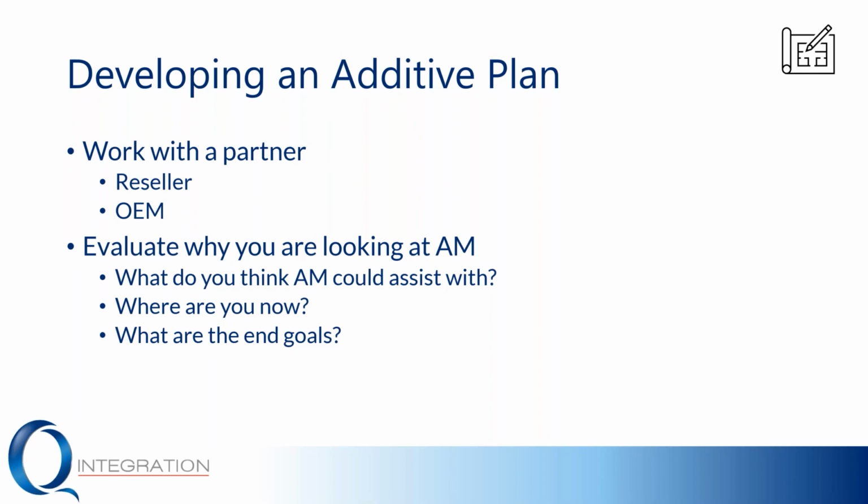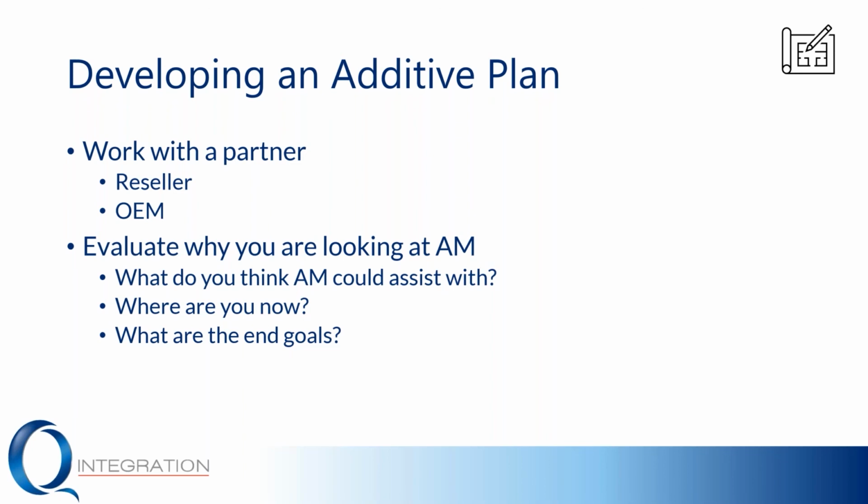Additionally, you need to evaluate why you're looking at additive after you've done this. You need to look at what you think additive could assist with, what advantages it offers that could play into your organization. You need to look at where you're at now, whether or not you have, say, 3D printers, whether you have people that know how to use them, what your starting point should be. For example, if you already have a few 3D printers, you might be able to look at a more industrial system at this point. But if your staff has never touched a 3D printer in their entire life, it's probably a good idea to start at a different level. And then what are the end goals?